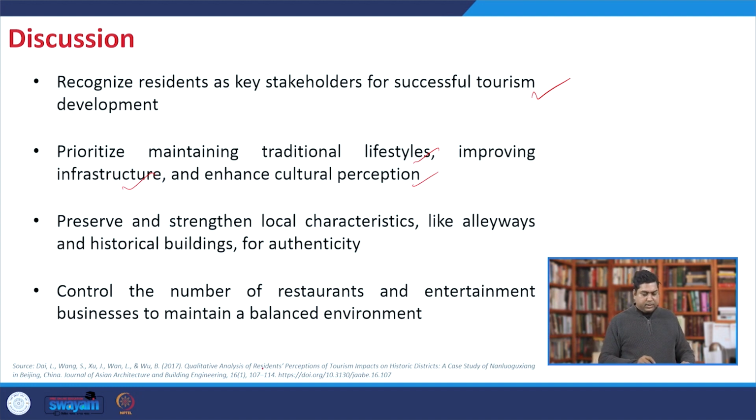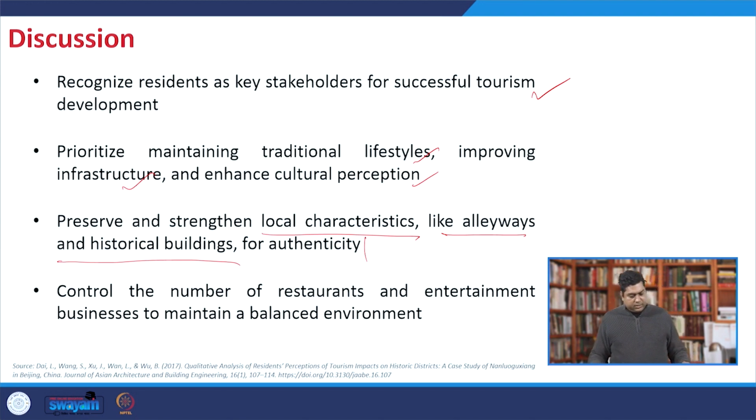They also suggested to preserve and strengthen the local characteristics like the alleyways and historical buildings for authenticity. So the identity of a location, definitely, when I started this discussion, the authors started with that particular background that it is among the top 25 protected locations in Beijing. So this is giving some identity, so that needs to be preserved.